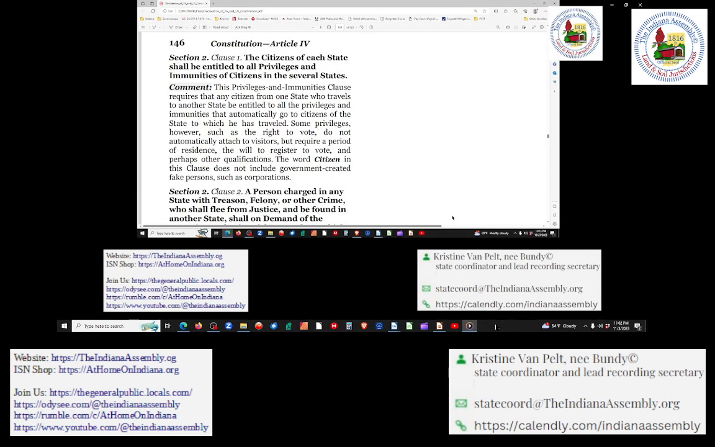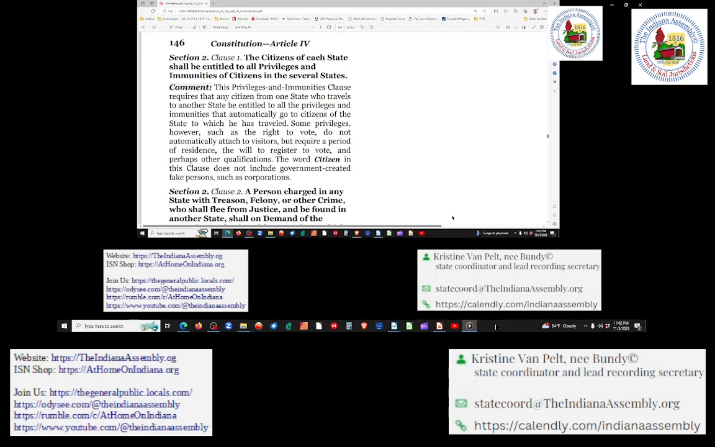The citizens of each state shall be entitled to all privileges and immunities of citizens in the several states. Comment. This privileges and immunities clause requires that any citizen from one state who travels to another state be entitled to all the privileges and immunities that automatically go to citizens of the state to which he has traveled. Some privileges, however, such as the right to vote, do not automatically attach to visitors, but require a period of residence, the will to register to vote, and perhaps other qualifications.